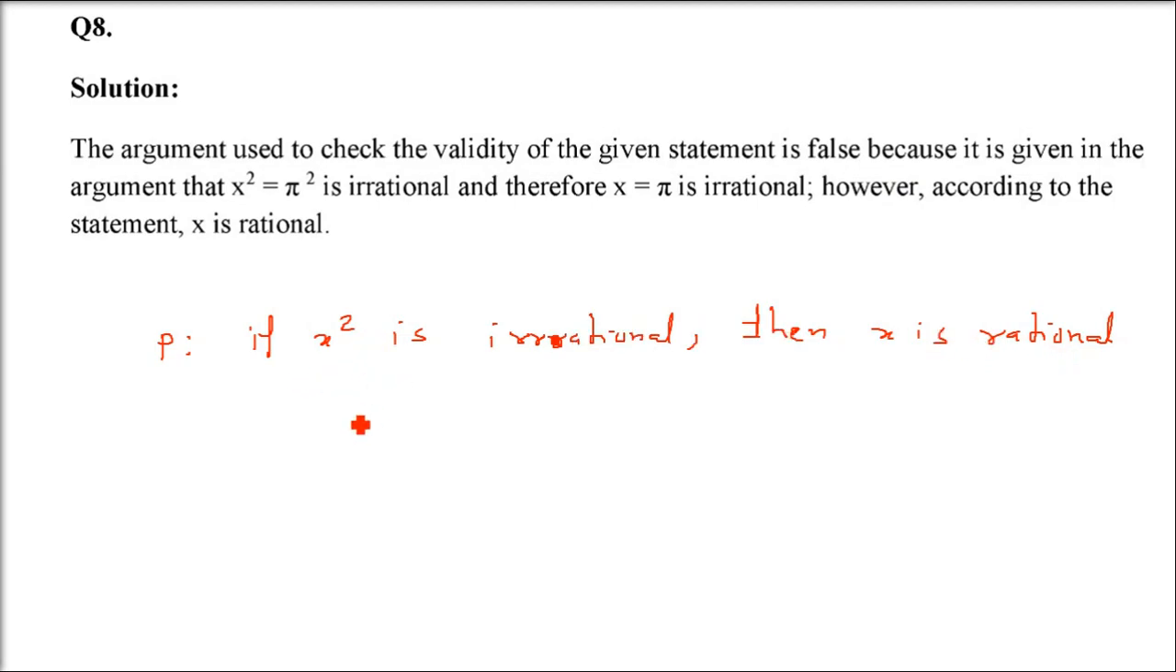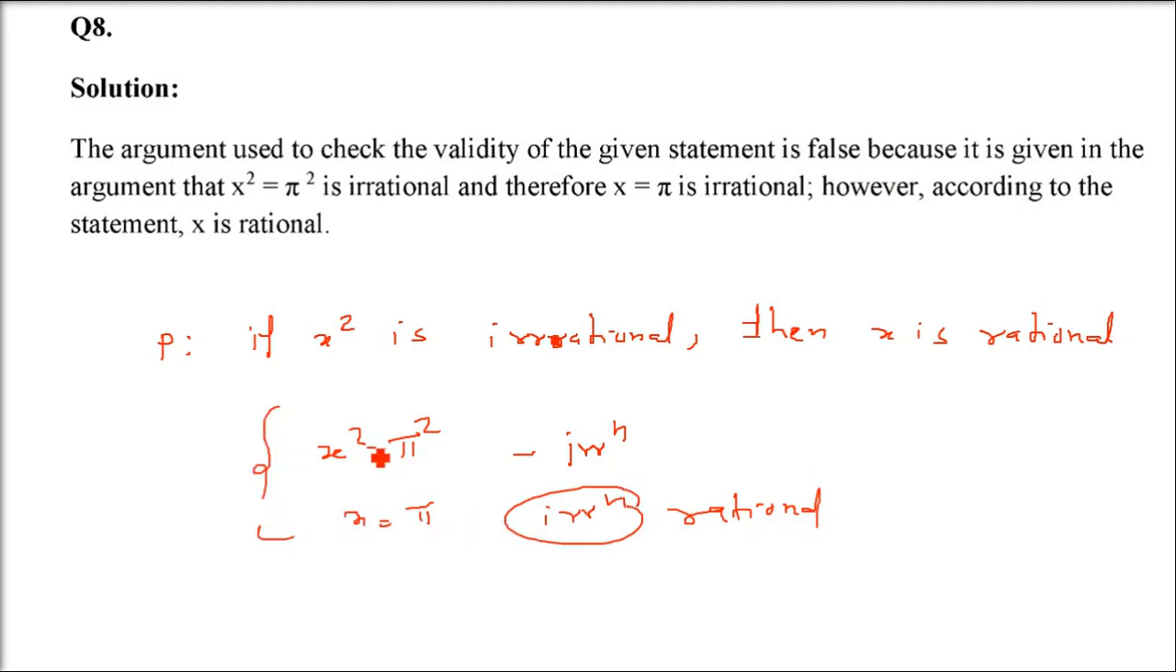The reason given is, the statement is true because the number x square equals pi square is irrational. Therefore, x equals pi is irrational. So it is given if irrational, then irrational. But the statement is saying if x square is irrational, then x is rational. According to this argument, the statement should be if x square is irrational, then x is irrational.